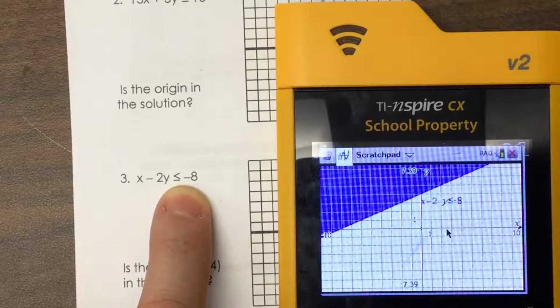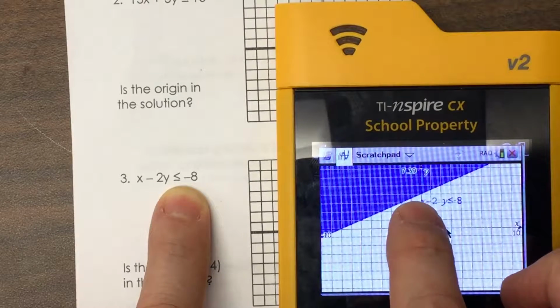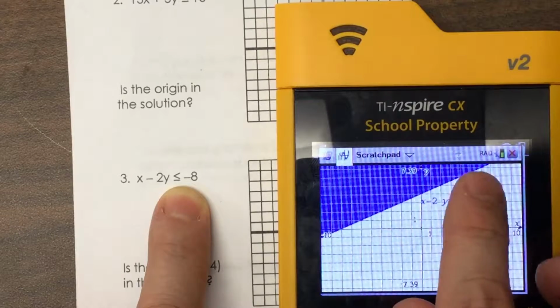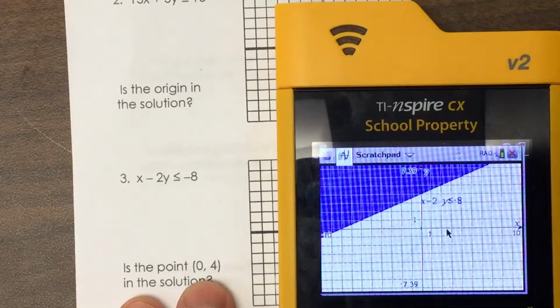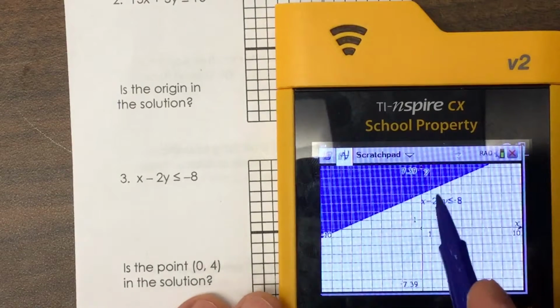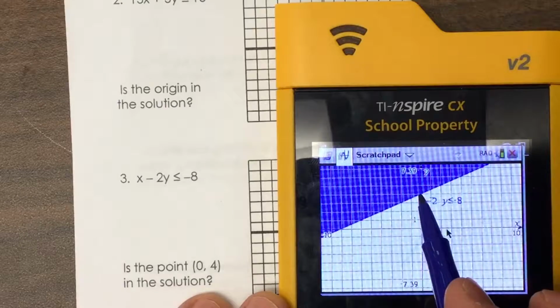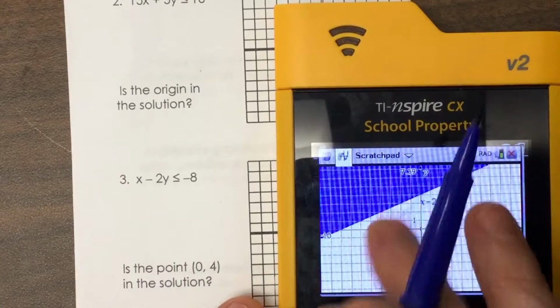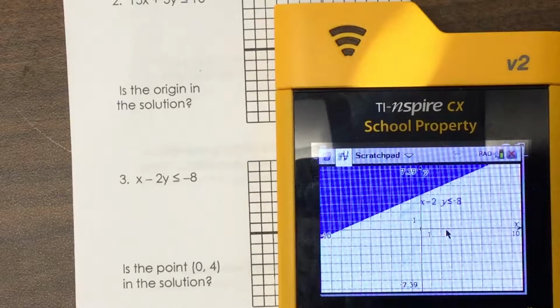It's just really convenient. So when you look at this one, it looks like we've gone up 4 to put my first point, and then up 1 over 2, up 1 over 2, up 1 over 2. The point 0, 4 would land right on this line right here. Since it is a solid line, that does count as part of the solution. So that's okay.